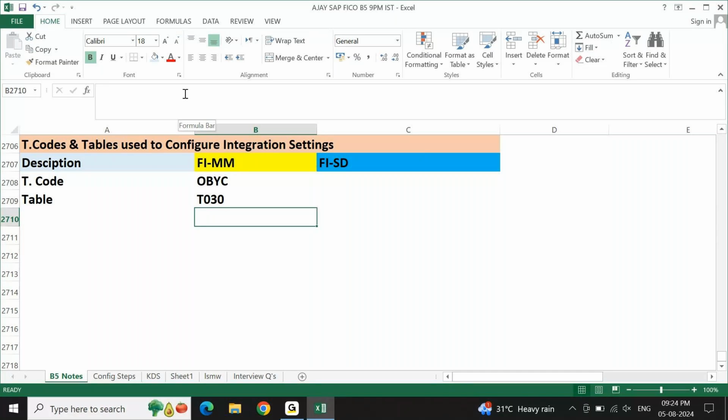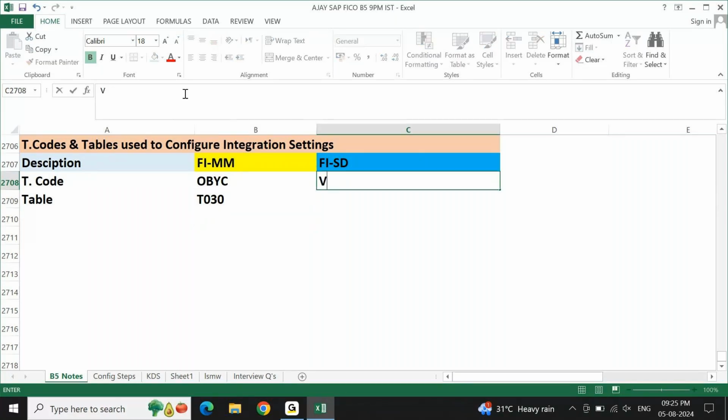On the other side, for FISD integration, it is your VKOA, and then the tables will be C001, C002, C003, C004, C005. These are the tables.